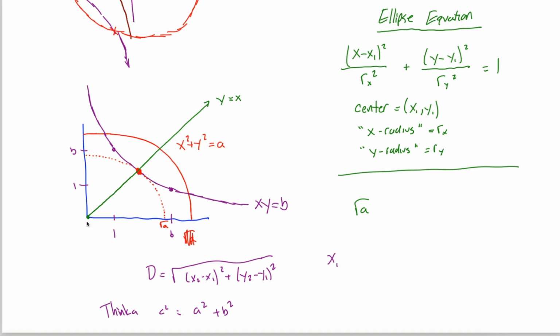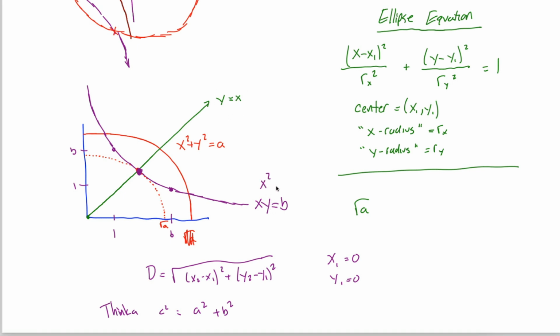One of the two points that I'm trying to figure out the distance between is the origin. So x1 is 0 and y1 is 0. The other of the two points is whatever this point is right here. Well, because it's on this graph in purple, it must satisfy this equation. And because it's on the line in green, the y coordinate must be the same as the x coordinate. So I have two equations. I can solve one for y, already done, and plug it in over here.